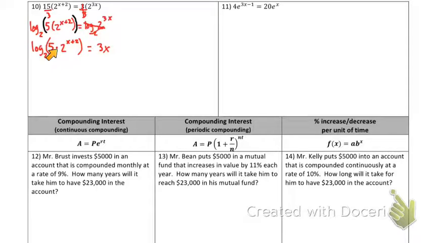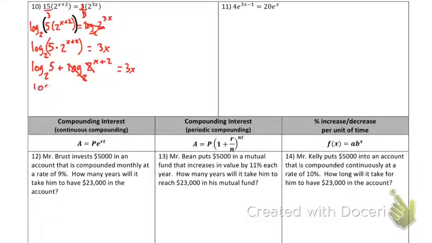Remember, multiplication turns into what? It turns into addition. So I'm going to rewrite this as addition. So it's going to look like this. Log base 2 of 5 plus log base 2 of 2x plus 2, all equal to 3x. And when we do that, what you should notice here is these log base 2 can eliminate this base because they match. So this and this eliminate.